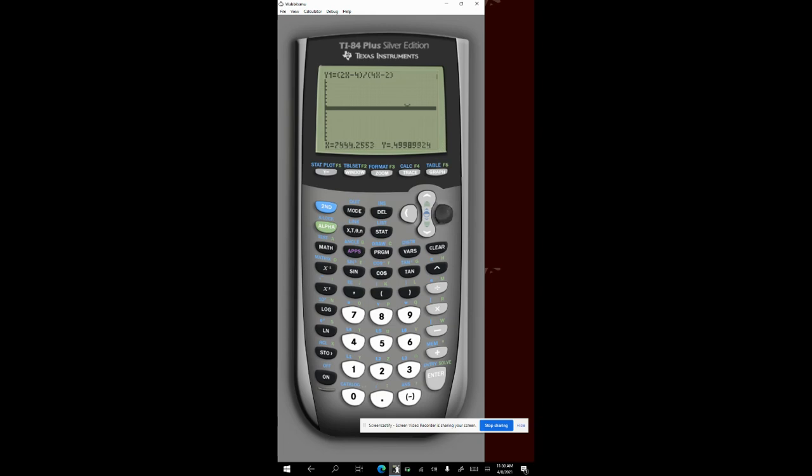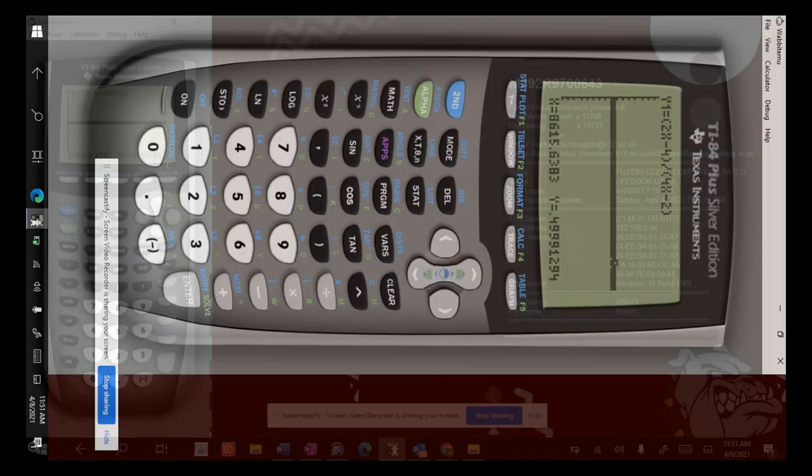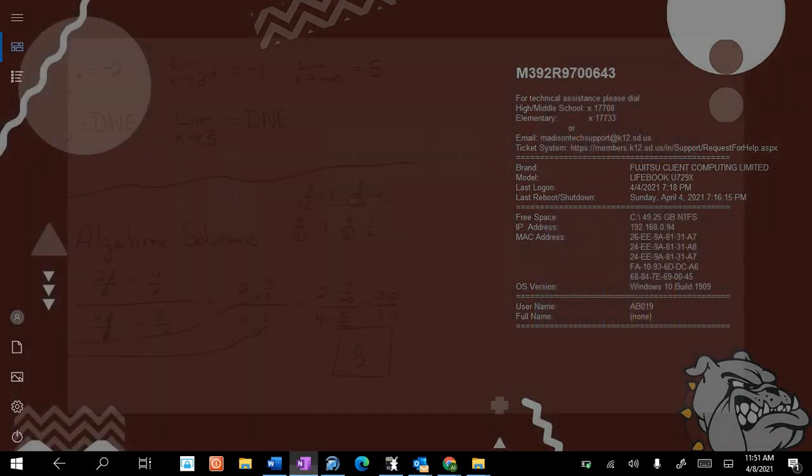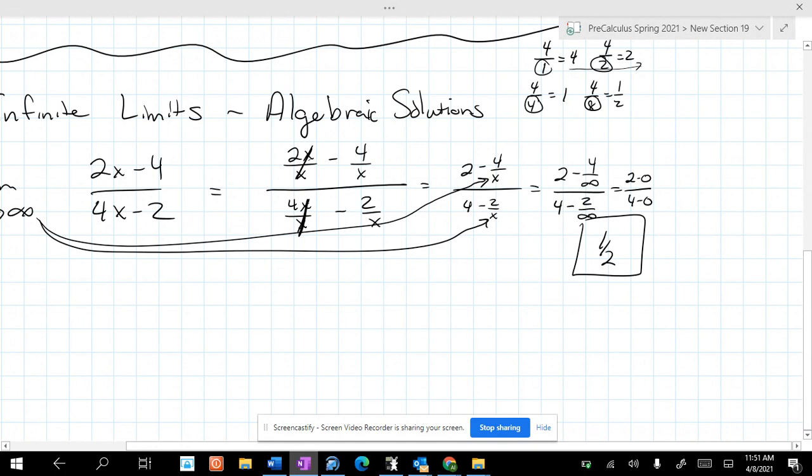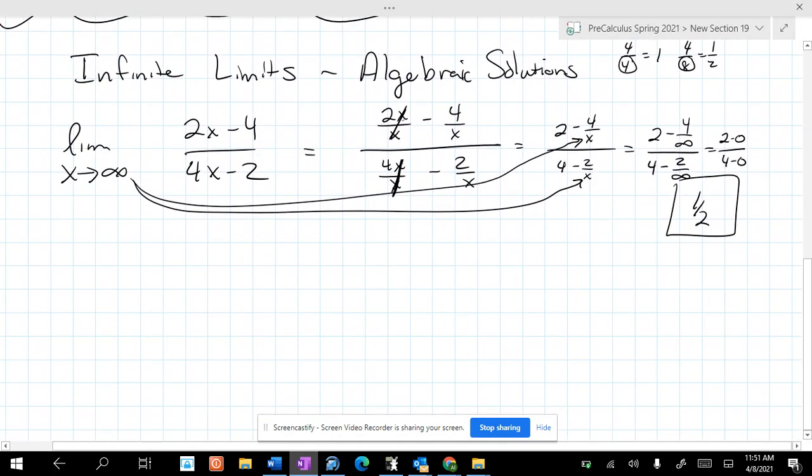Am I going to ever get to 1/2? The calculator will say, yep, I get to 1/2. But I'll never get to 1/2, but I'll be so infinitesimally close to 1/2 that we just say we're at 1/2. Okay? Let's do another one.